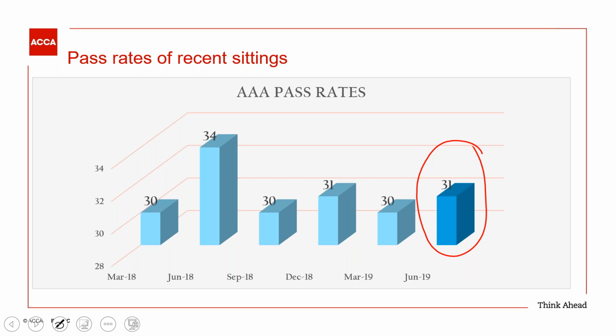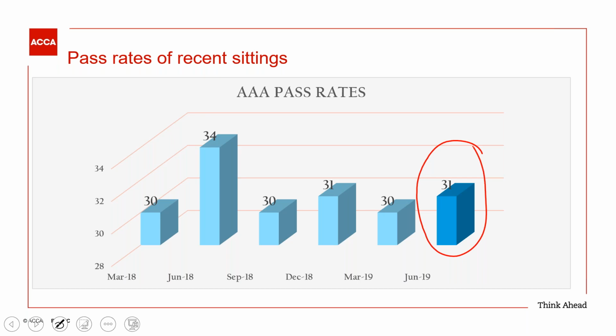the passing rate was 31%. And if you look at the preceding exam sittings, you will see the pass rate is on average around 30 to 31%, with the exception of the June 18 exam sitting, where it was marginally higher at 34%. But this is the common ground of the AAA exams, that mostly the passing rate is around 30%. Now imagine you're taking on a paper which is a challenging paper, right?